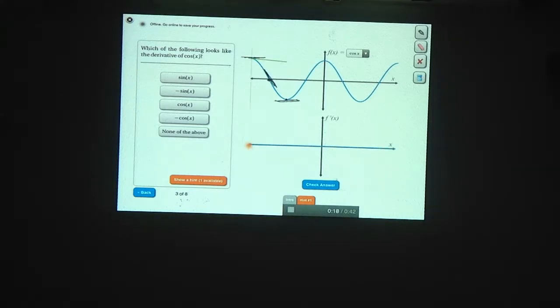So if we're drawing the derivative, we want to start at 0, and then we want to go down because the slope becomes more and more negative until it becomes very negative over here. And then we want to go up because the slope is becoming less negative until it becomes 0 again over here. Why don't you keep drawing tangent lines to figure out what the derivative looks like and see which function it reminds you of?